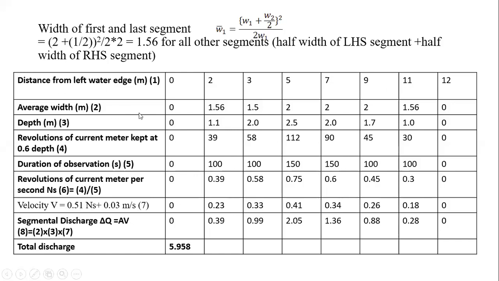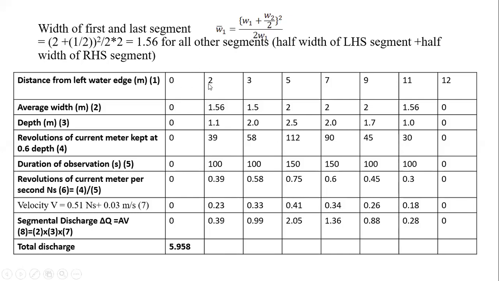Then the average width, which I have calculated here for the first and last segment, is W1 plus W2/2 bracket squared upon twice W1. You may consider W or you may consider B. B may be used as a width or W may be used as a width. Okay, so for the first and last segment, W1 is 2 meters here. For the first segment here, it is 2 meters.